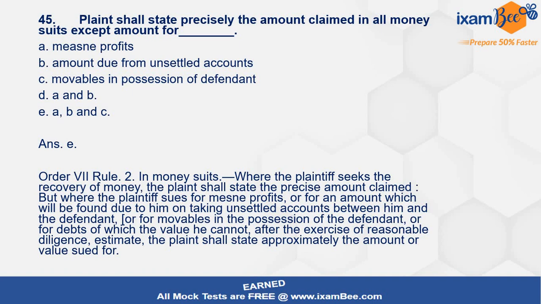Order 7 deals with plaints. Order 8 deals with written statement. Order 6 deals with pleadings. And for money suits, exclusively Rule 2 is there, in which all these points are given that we covered in the options. Next question. If the suit was not instituted in the proper court, plaint can be rejected.